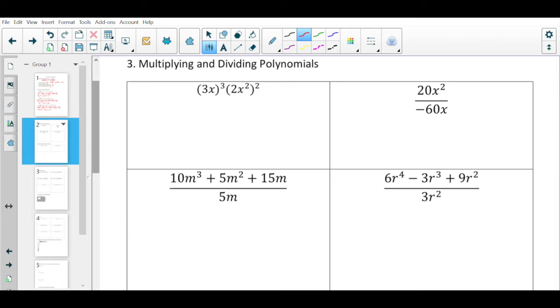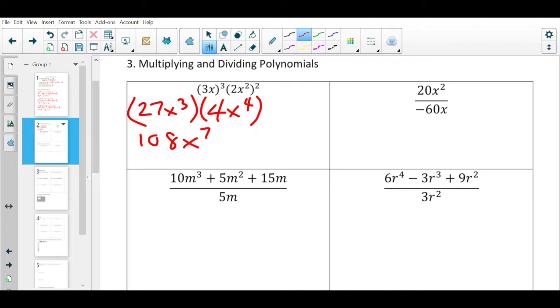Multiplying, dividing polynomials. First, let's take care of the exponent outside of the bracket. So that's 27x cubed times 4x to the 4th. And then 27 times 4 is 108, and product rule, x to the 3 plus 4 is x to the 7.